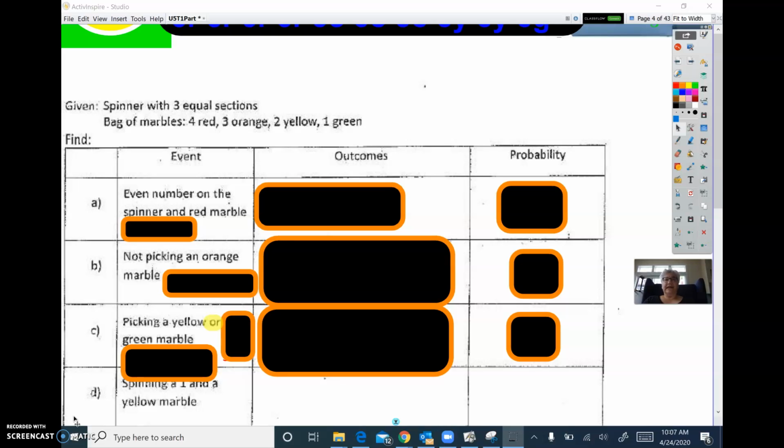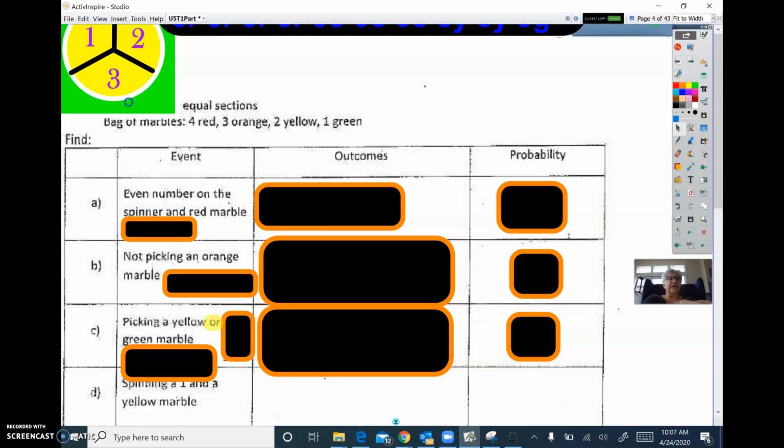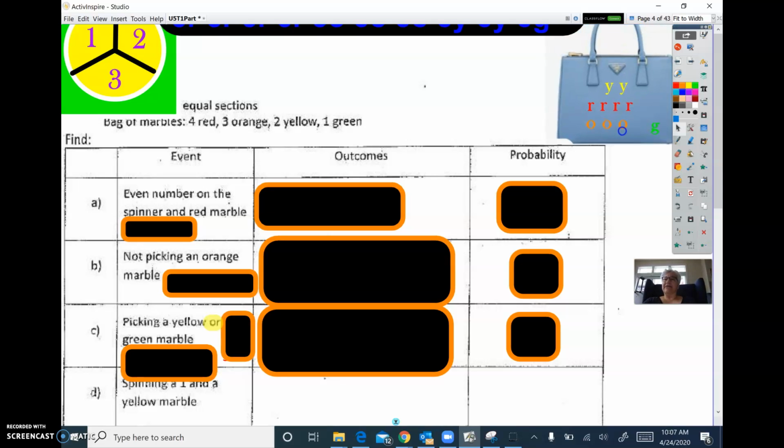So our given is a spinner with 3 equal sections. This is my drawing of it. If I can get it to come down, there it is. And a bag of marbles, 4 that are red, 3 orange, 2 yellow, 1 green. And there's my fancy handbag with my marbles in it.